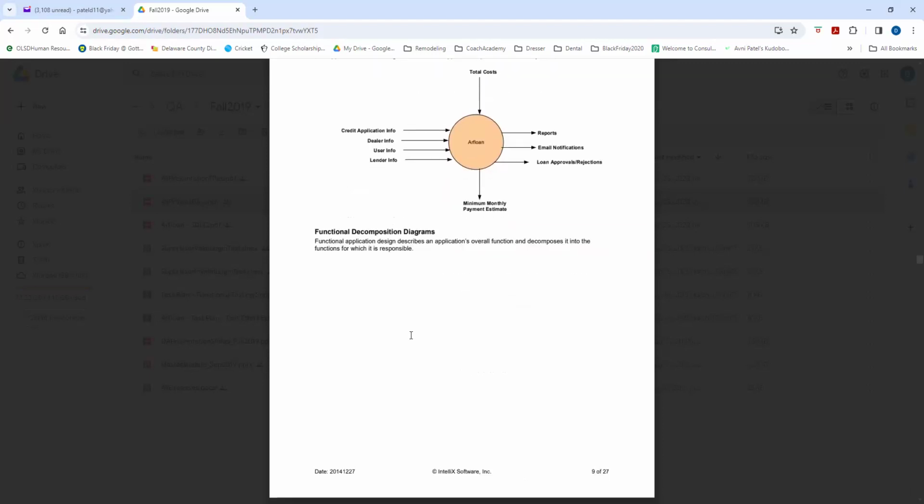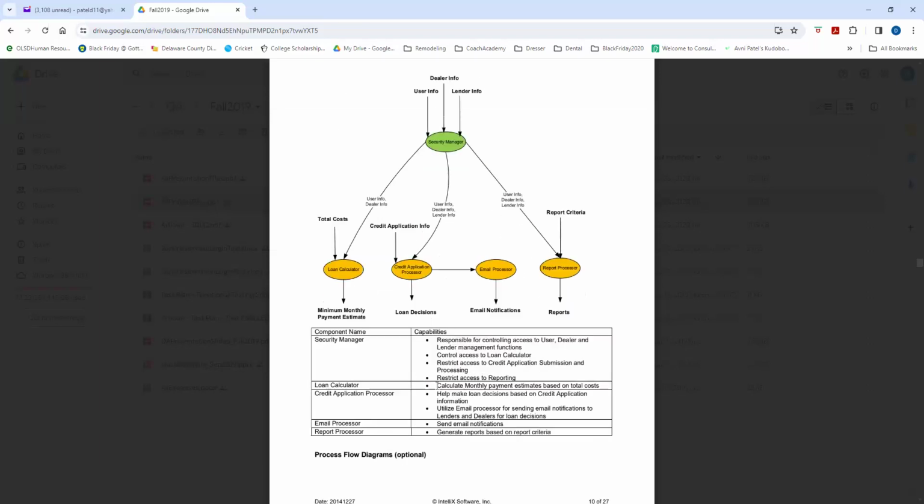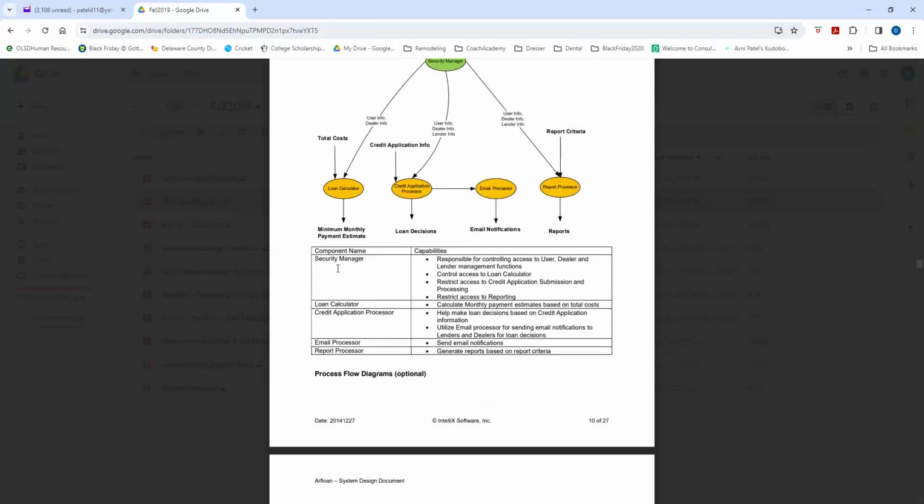Similar to the functional decomposition diagram, this is how the functions are going to be broken down. What are the modules going to be built into the system and how do those interact? If you recall the definition of system architecture, it's essentially what are the components of the system, what are the relationships, and what are the interfaces to it. That's what this one talks about. Every component, what are the capabilities going to be built into it?